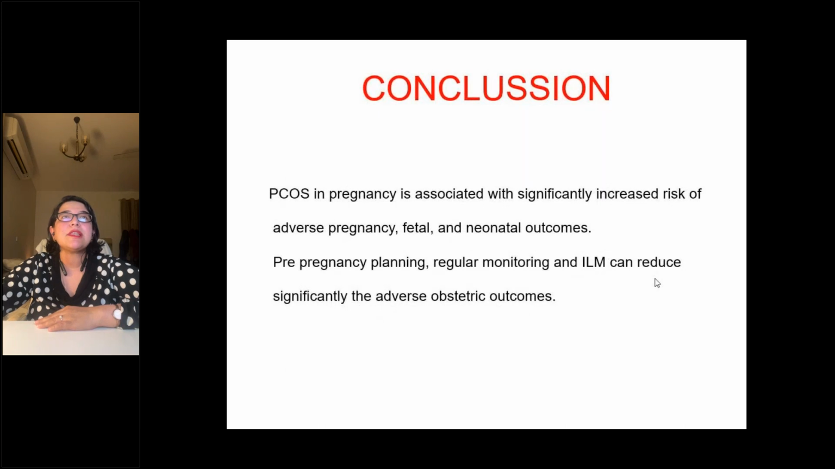In the conclusion, at the end, we would like to say that polycystic ovary syndrome in pregnancy significantly increases the risk of adverse pregnancy, fetal and neonatal outcomes, and pre-pregnancy planning is important. Regular monitoring and integrated lifestyle modification can significantly reduce the adverse obstetric outcome. And in the last slide, I have given the references from which I have derived all these parameters. We have also stated that we have no conflict of interest.